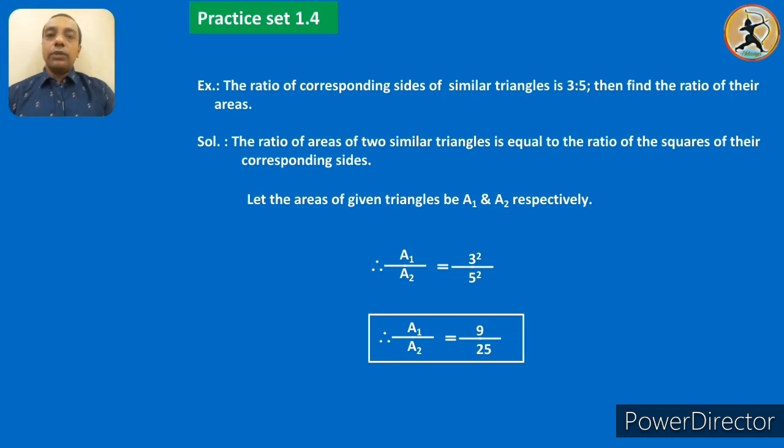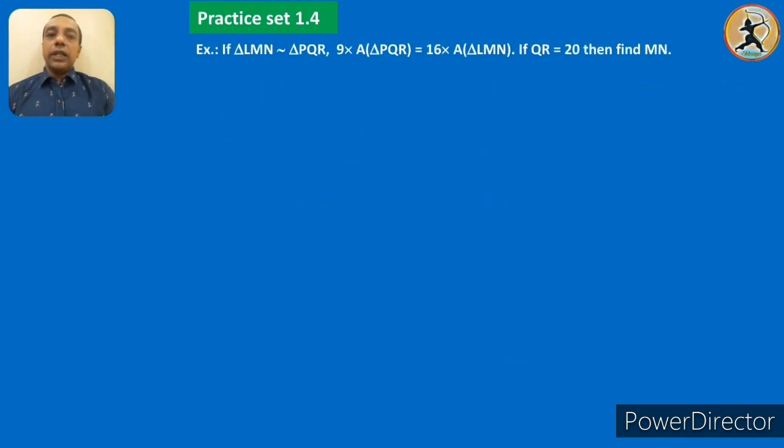Let us try to simplify one more example by using the same concept. The example is over here. If triangle LMN is similar to triangle PQR and 9 of area of triangle PQR is equal to 16 of area of triangle LMN, and if QR is equal to 20, then find MN. Of course, let us start with the given information, that is 9 of area of triangle PQR is equal to 16 of area of triangle LMN.